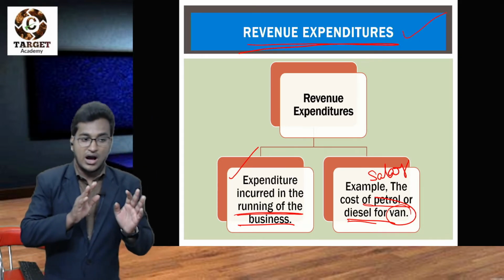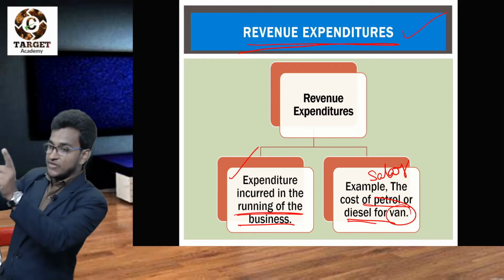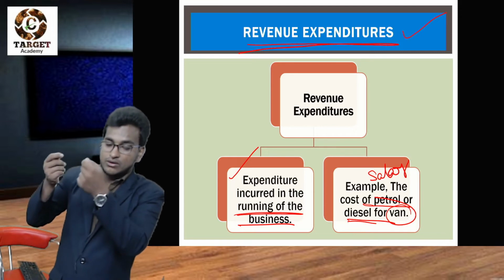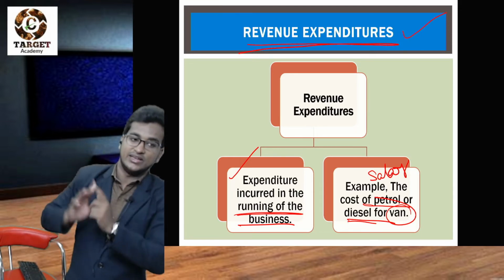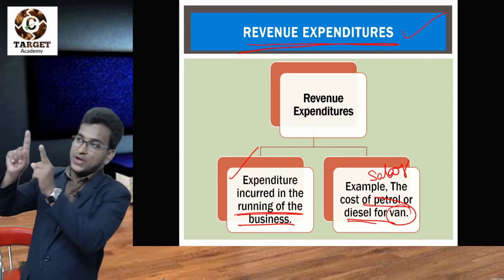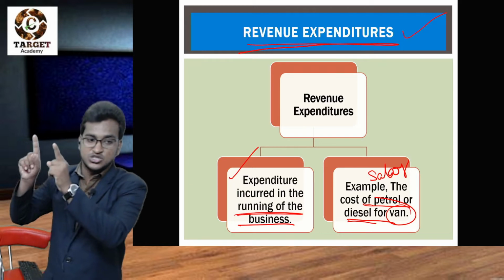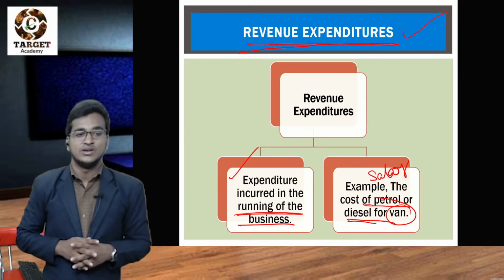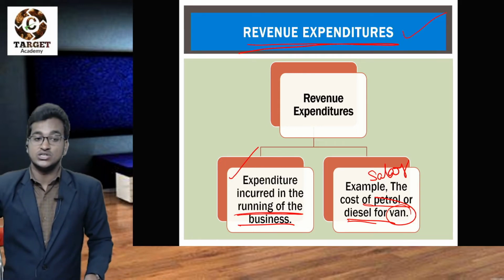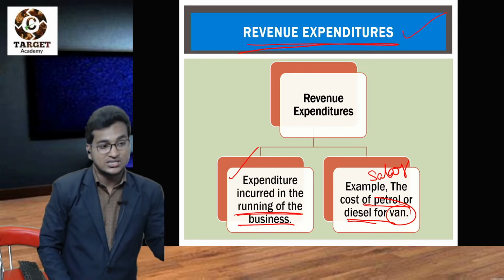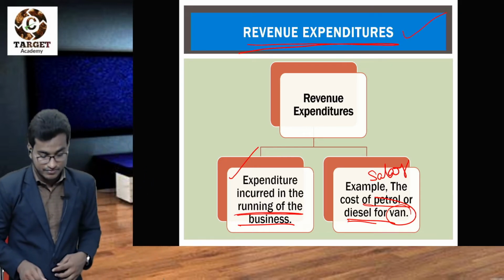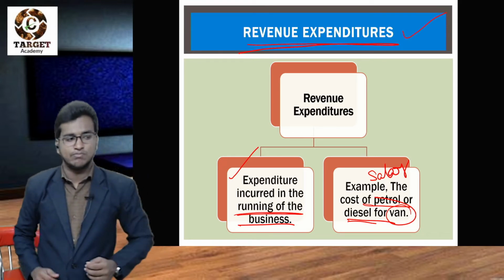So unless and until that AC is affixed to the wall, we can't get a benefit from that AC. That means that AC fixation cost is also a capital expenditure. That means we have to add that 1000 rupees of installation charges to the AC cost. That means the total cost is 35 plus 1, 36, not 35. Okay. Let me take one more example.